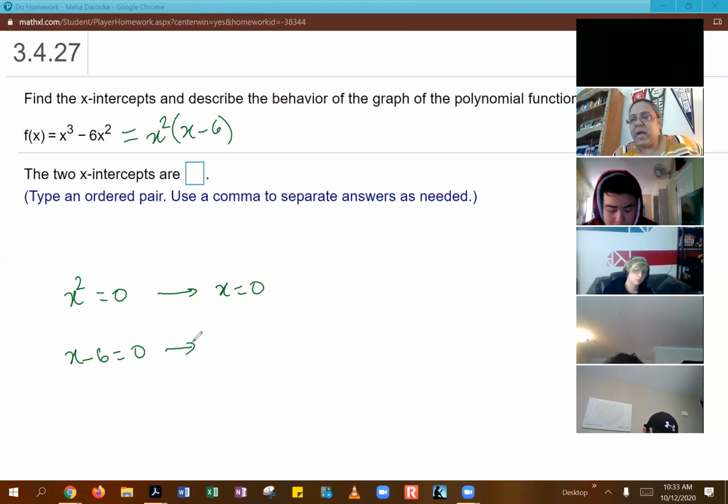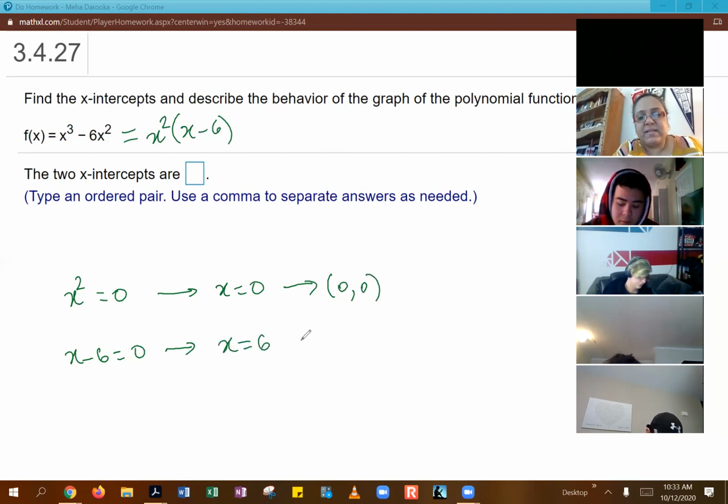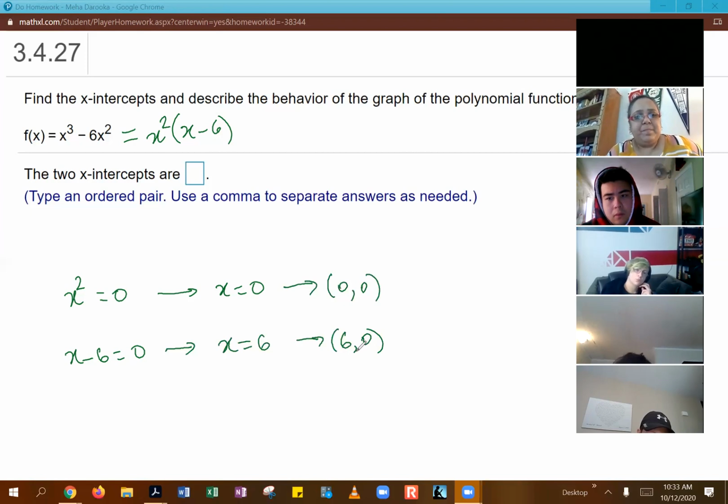So what are your two x-intercepts over here? Would it be 0, 0 and 6, 0? Very nice. Yeah, you would get 0, 0 from this first one. X minus 6, so when you move 6 to the other side, you get x equals positive 6. And that would be 6, 0. Now, which one will have what kind of behavior? So where is your graph going to touch but does not cross, and where is your graph actually going to cross the x-axis? It'll touch at 0, 0 and cross at 6, 0.